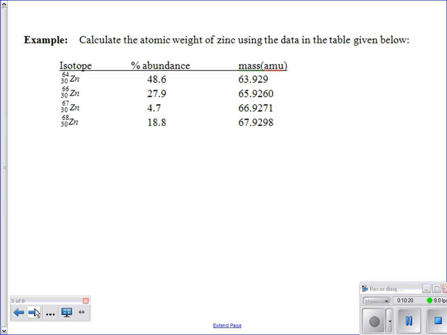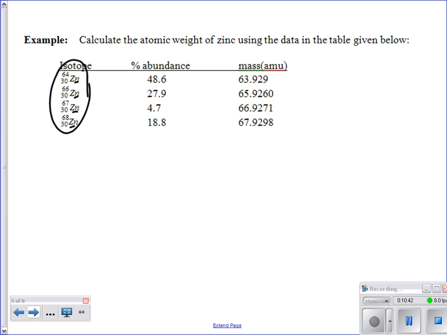Okay, next one. Here we're doing the same thing. It says calculate the atomic weight of zinc using the data in the table given below. Again, just to make sure we know our terminology, these are all isotopes of one another, because we learned yesterday that isotopes are atoms of the same element. Well, they're all zinc, but they have different numbers of neutrons, therefore different mass numbers.